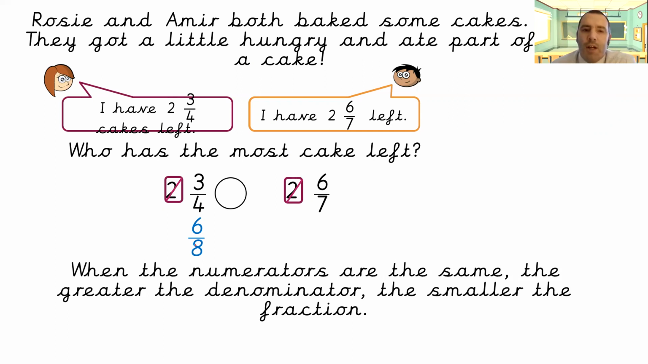So who's got the most cake left? It's Amir. 2 6/7 is greater than 2 3/4, or as it's written on the screen here, 2 3/4 is less than 2 6/7. So it's Amir that has the most cake left.